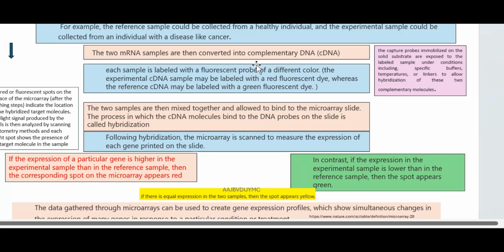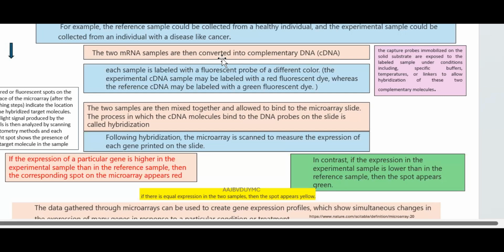Now, this mRNA could be obtained from normal tissues, which is going to act as a reference, and from the disease or suspected or patient's tissues, which is going to show certain abnormalities or where the degree of expression would vary, and so on. So, that is what you are going to call the experimental sample. So, this is what you are going to extract. Then these two mRNA samples are converted into complementary DNAs. So, mRNA is converted to cDNA.